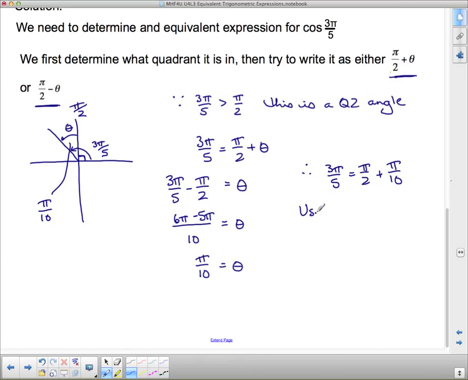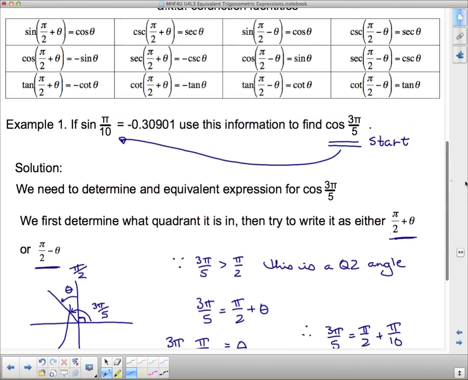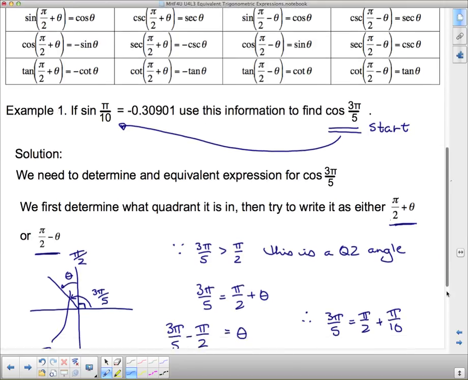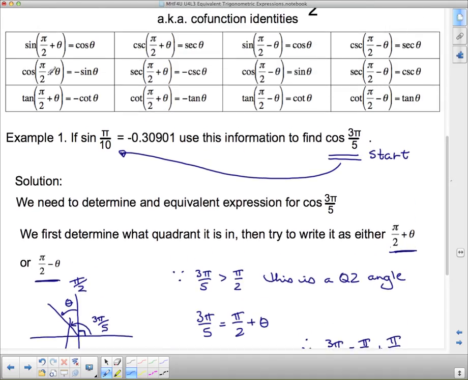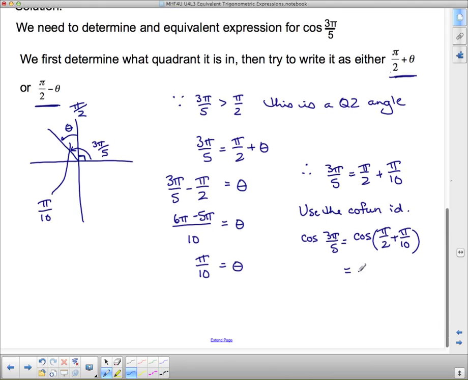So we're going to use the cofunction identity. So I'm just going to shorten it to cofun. Use the cofun ID. We know that the cos of 3 pi by 5 is going to be the same thing as the cos of pi by 2 plus pi by 10. But from the cofunction identity, I know that the cos of pi by 2 plus theta is the negative sine of theta. So this is the negative sine of, not theta, pi by 10 was theta. So the negative sine of pi by 10.